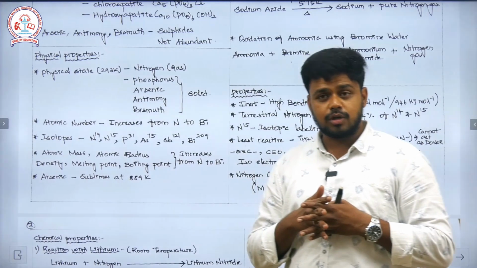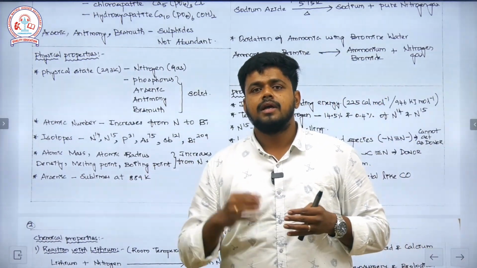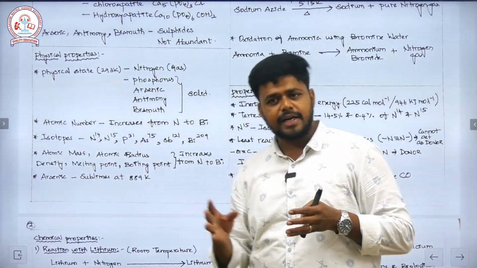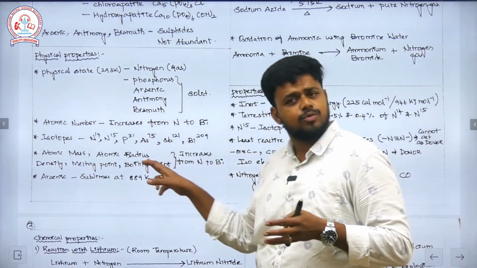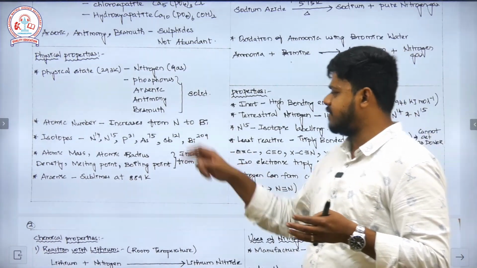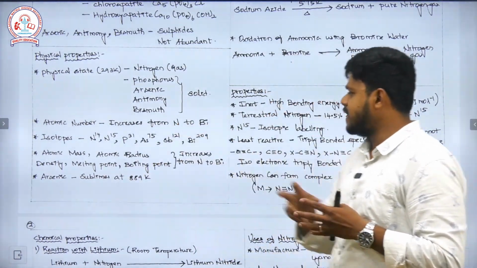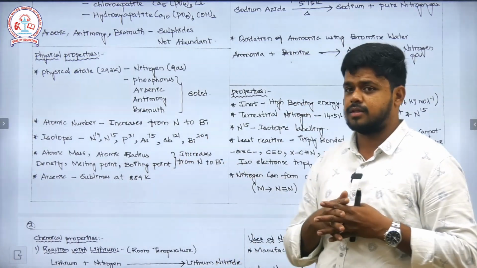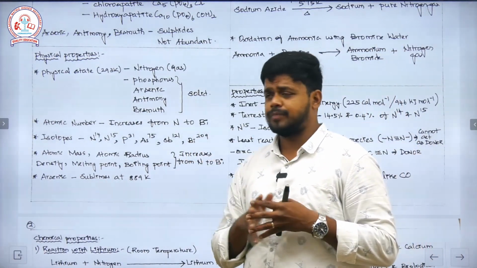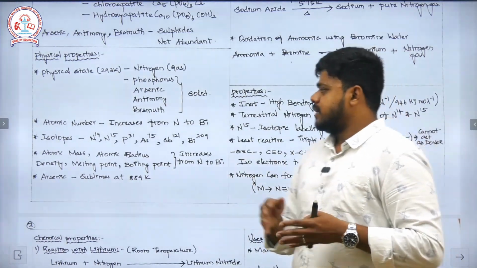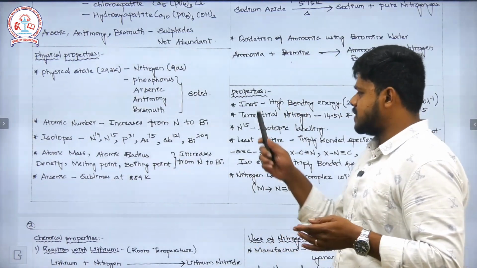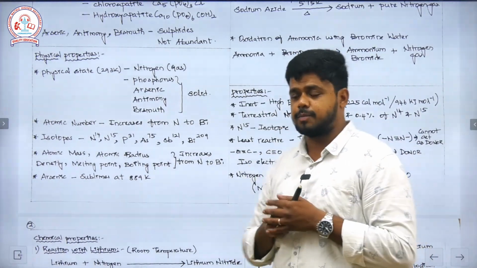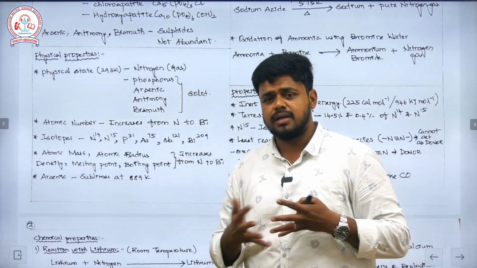Looking at the isotopes exhibited by these elements, nitrogen exists as N14 and N15, phosphorus exists as P31, and the rest exist in their own state: arsenic 75, antimony 121, bismuth 209. Regarding atomic weight, atomic mass, atomic radius, density, melting point and boiling point, everything increases from nitrogen to bismuth.